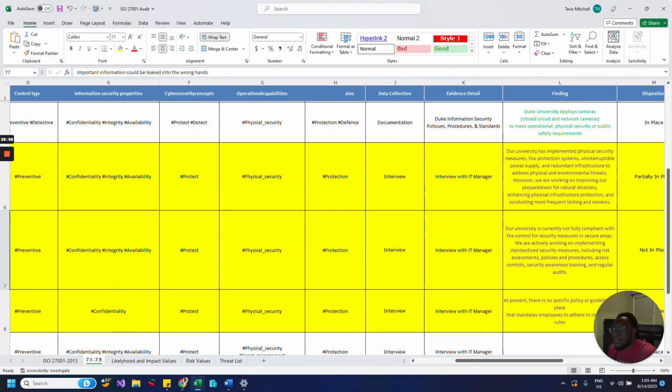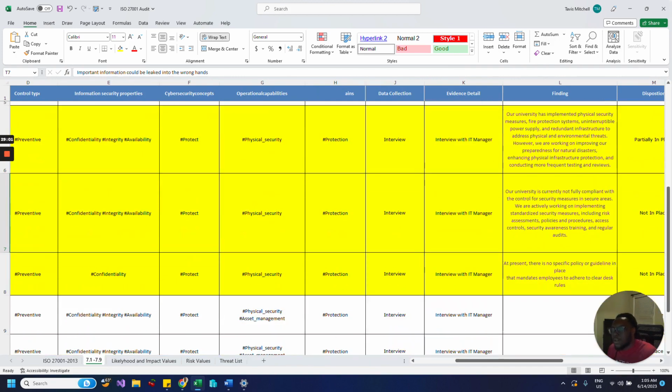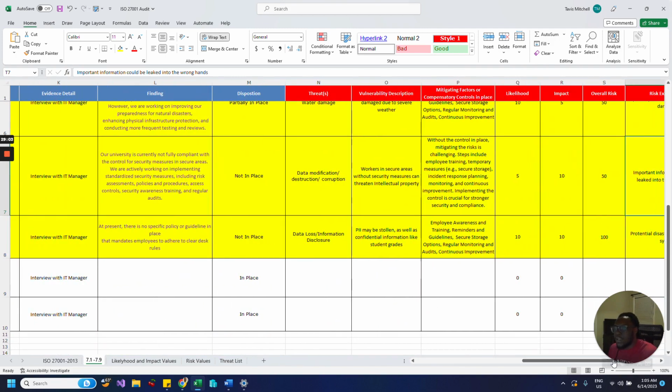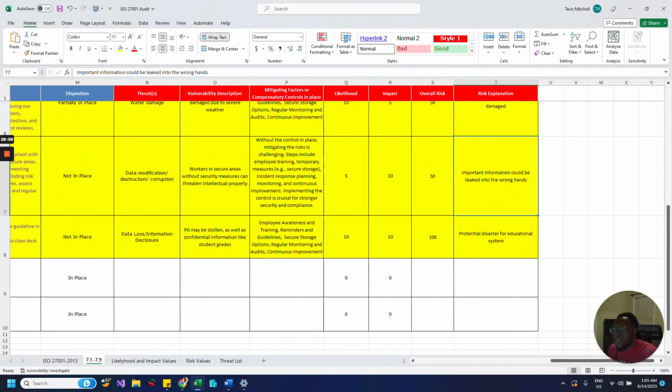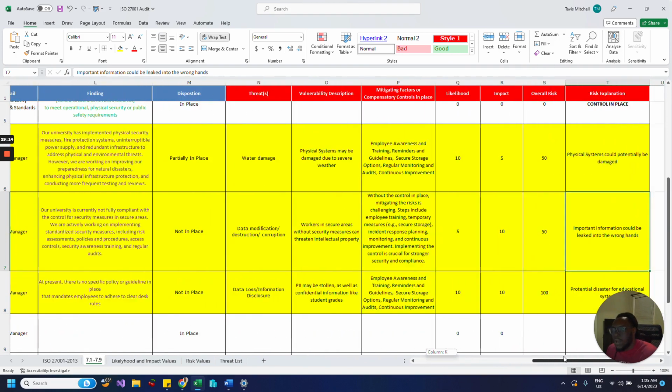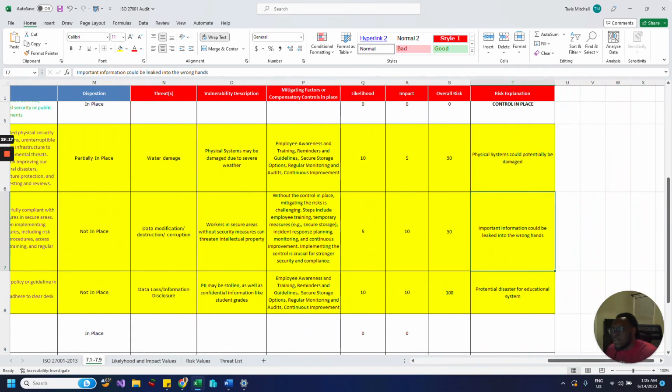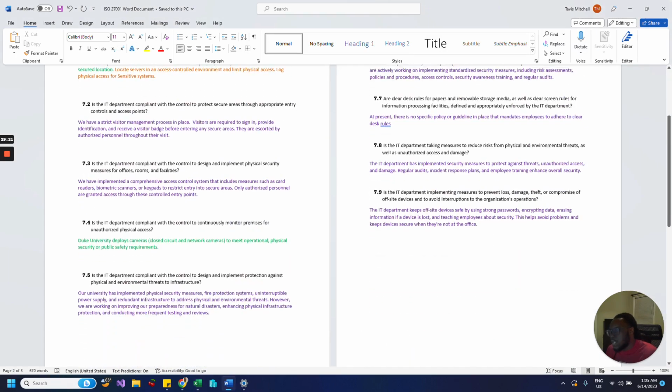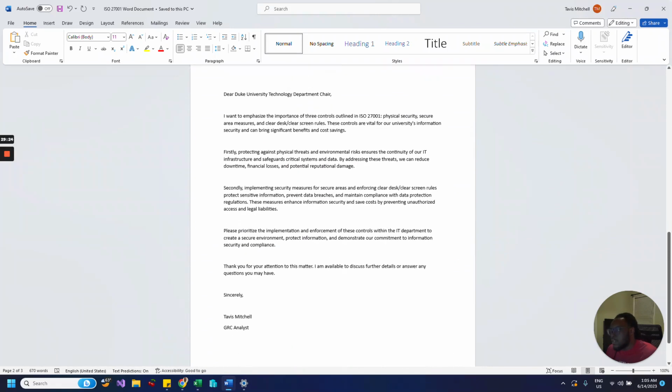So as you know, I'm not going to do any type of risk assessment on that, but those are my 3 risks. Okay. So it's protecting against physical and environmental threats, working in secure areas, clear desks, and clear screen. I had my risk explanation. I graded them out. And then I wrote a letter to the technology department chair on why I think they should mitigate these and why it's important. So I'm going to read that out to you, and then we're going to finish up here.